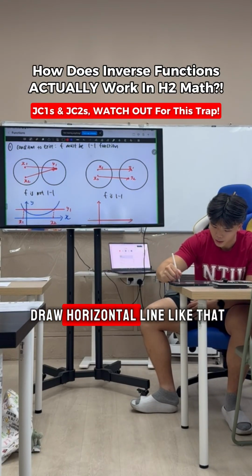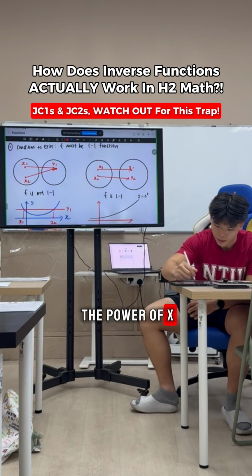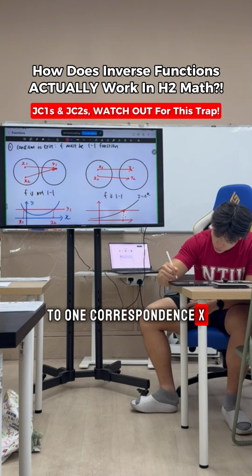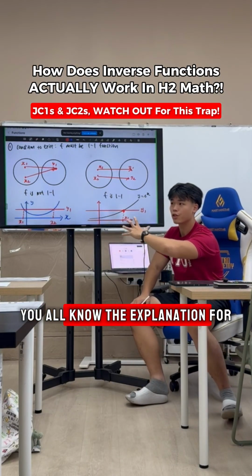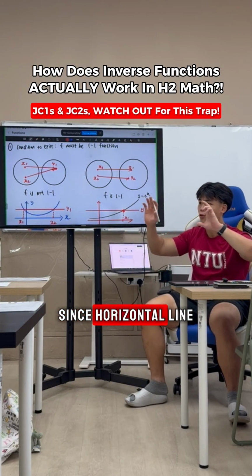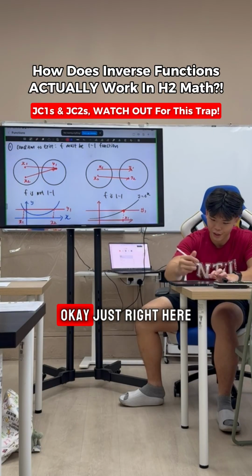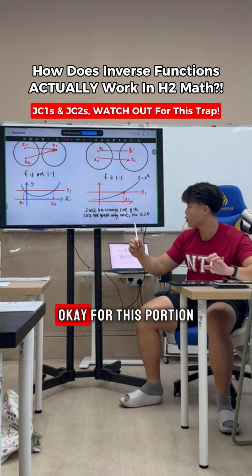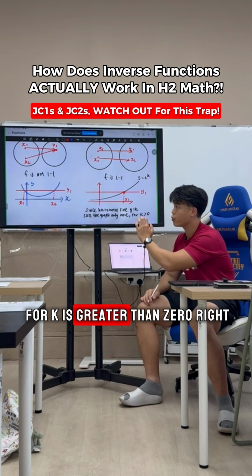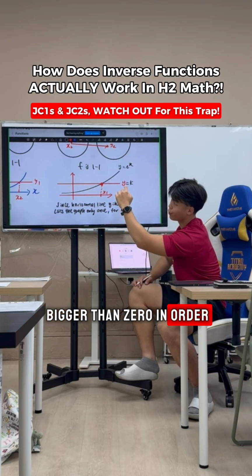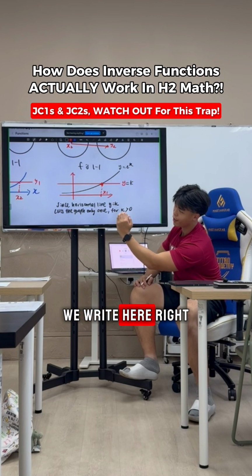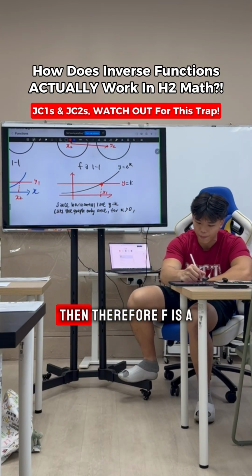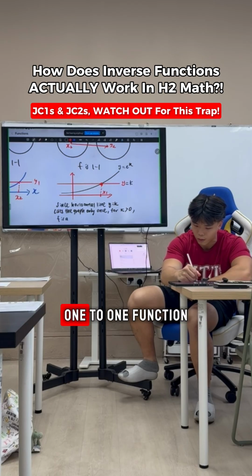Like let's say I draw a horizontal line like that, y equals e to the power of x. Then this is this straight line over here. See, there's a one-to-one correspondence, x1, y1. You all know the explanation for a one-to-one function, how to write the statement. Okay, I just write here in case we forget it. So since the horizontal line y equals k, for k bigger than 0, so k must be bigger than 0 in order for it to even intersect. So whatever you write here will change for every question, basically. But then since it cuts the graph only once, therefore f is a one-to-one function.